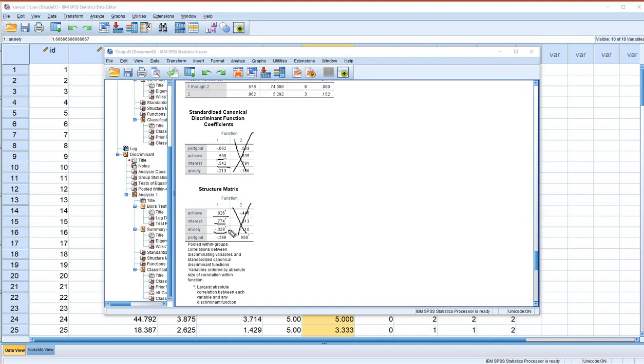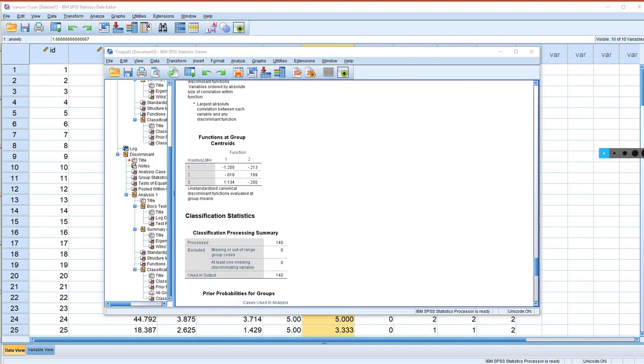We do see anxiety kicking in with a slight negative association with that function, and it would meet the loading criteria using Pedhazur's criteria. But again, you can see that the lion's share of the work with respect to defining the discriminant function is accounted for by achievement and interest. So we might name that first discriminant function something like academic investment.